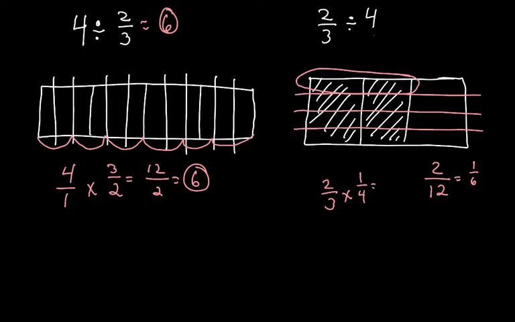Okay, so let's multiply the numerators together. 2 times 1 is 2. 3 times 4 is 12. Again, your answer is 1/6. So 2/3 divided by 4 is 1/6.